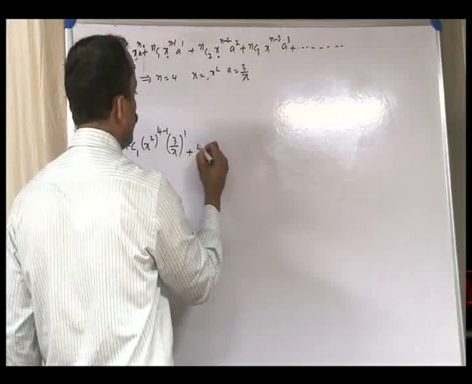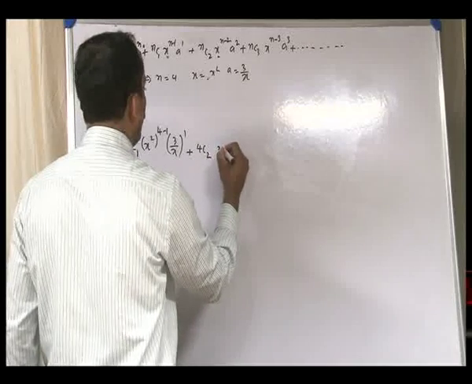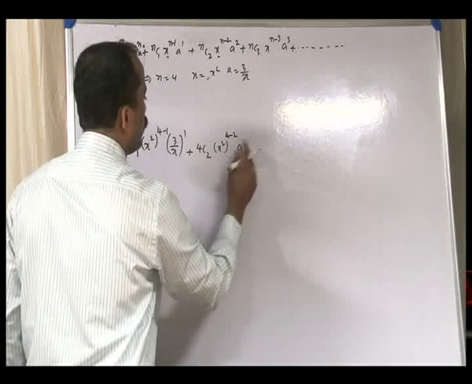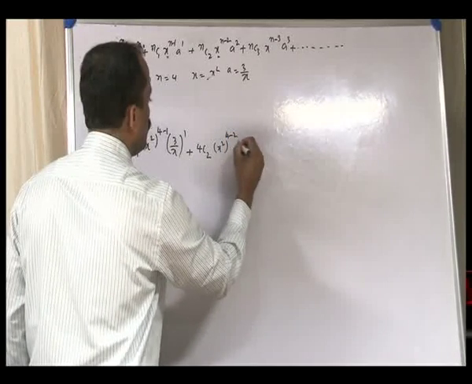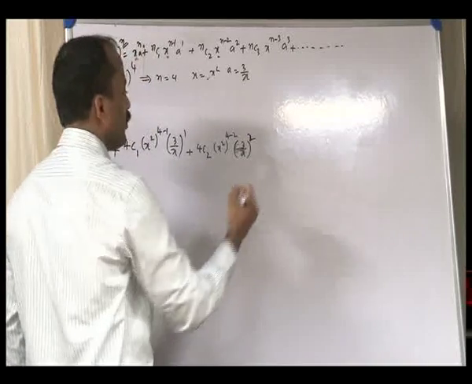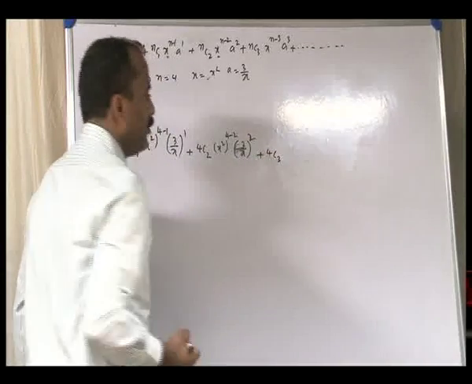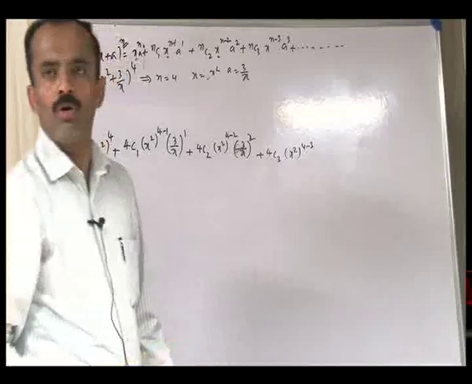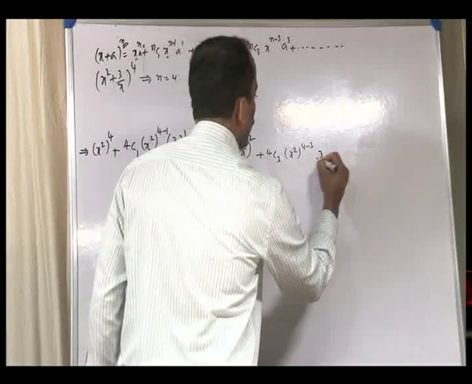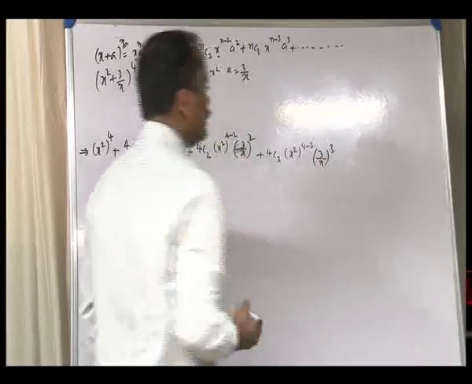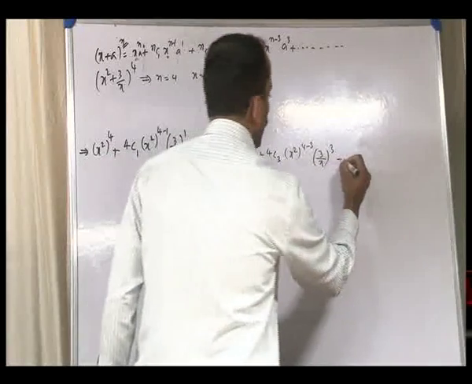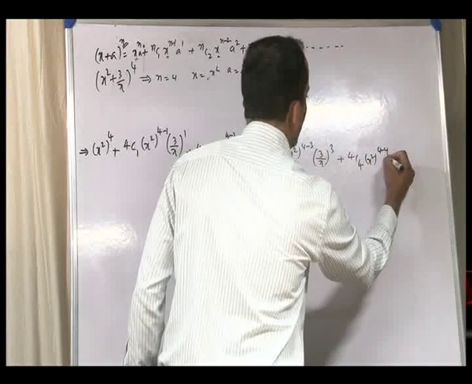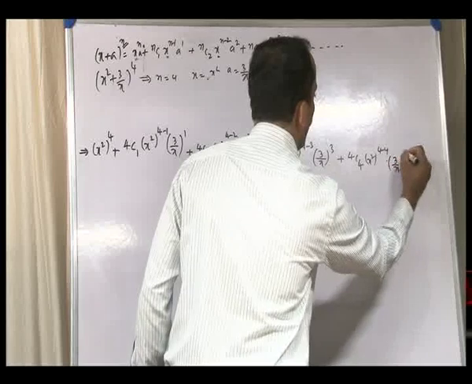Next, plus 4C2 into x squared to the power of n minus 2, 4 minus 2, into 3 by x whole to the power of 2, plus 4C3 x squared to the power of 4 minus 3, into 3 by x whole to the power of 3, plus 4C4 x squared to the power of 4 minus 4 into 3 by x whole to the power of 4.